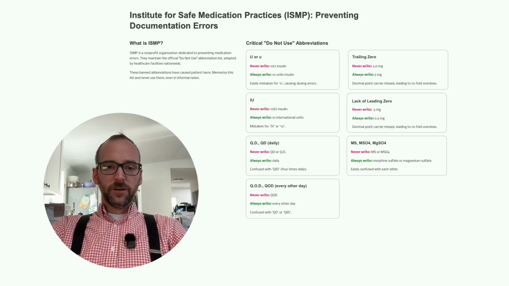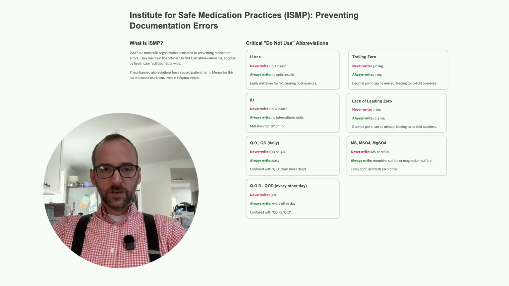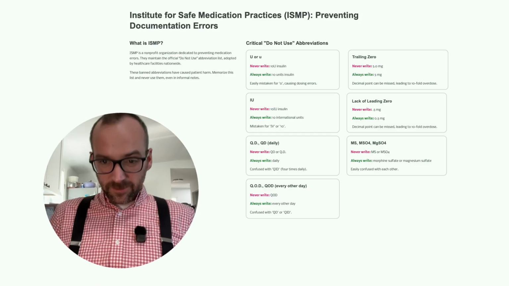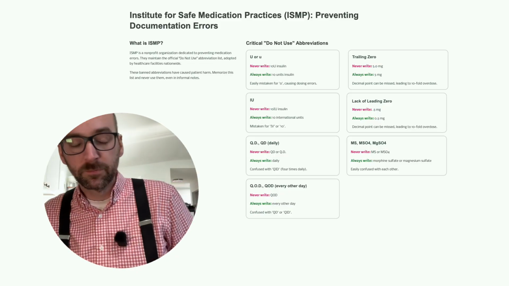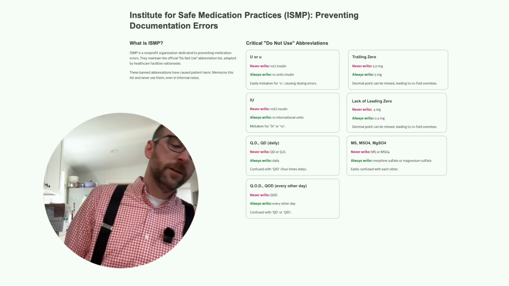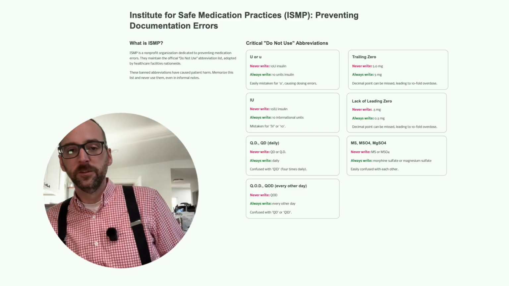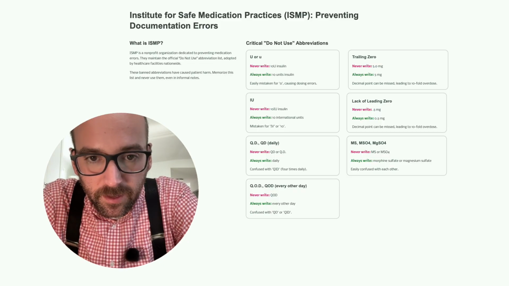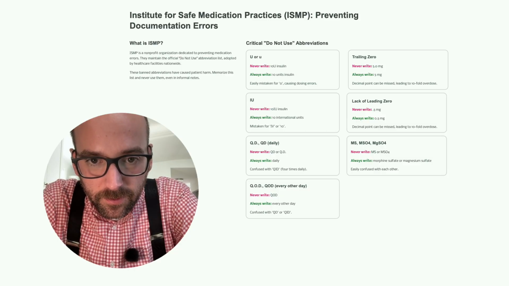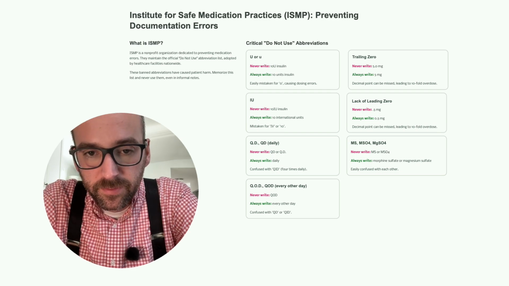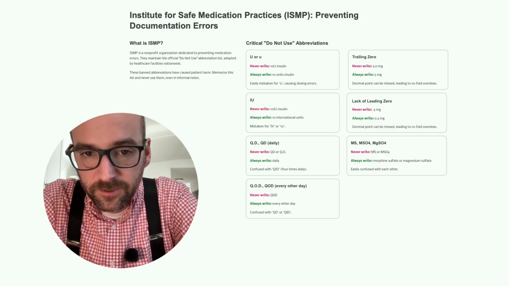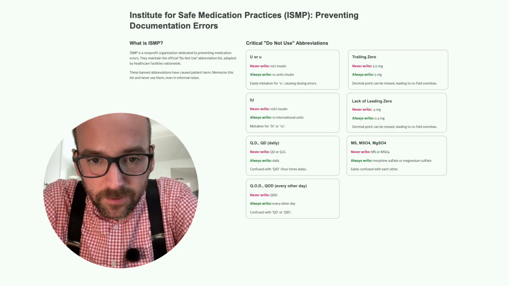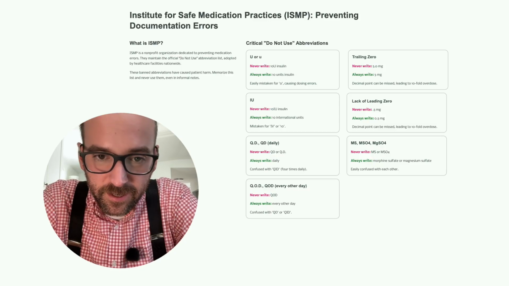There are some very important do-not-use abbreviations. These are safety items. These are things that people have screwed up and patients have gotten seriously hurt from. So we don't use these specific abbreviations anymore. If you are writing out units, like units of insulin or units of heparin, do not write the U. Write out units, because it could look like an O, and instead of 10 units, now somebody gives 100 units. IU, if it's international units, you've got to write it out.